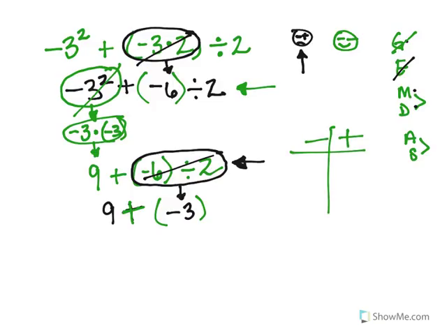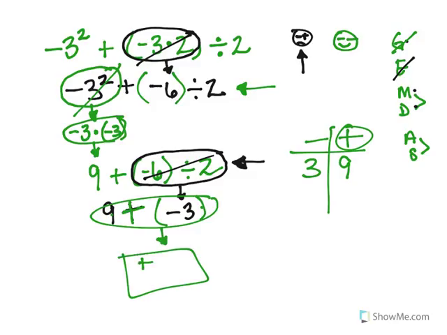My two teams are negative and positive. The 9 is positive, the 3 is negative. Which team scored the most points here? The positive team. So I'm going to put that positive sign. My next question is, by how many points did they beat them? 9 minus 3 is 6, so my answer is +6.